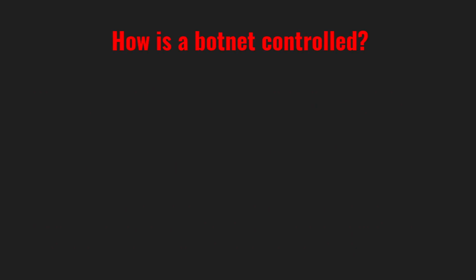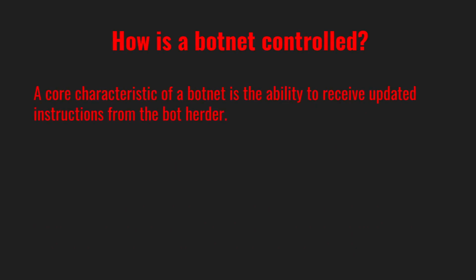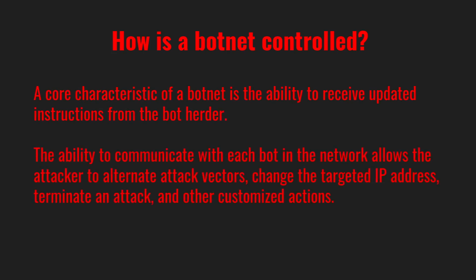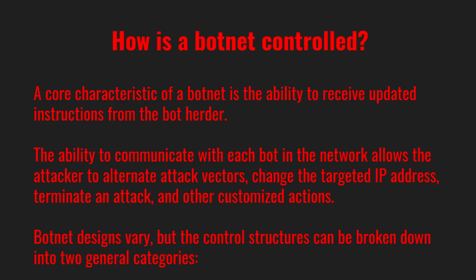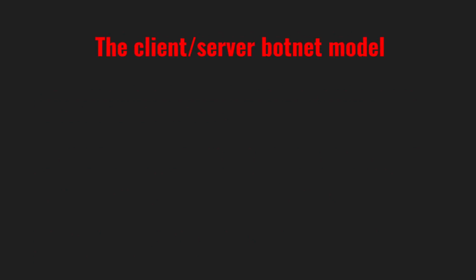How is a botnet controlled? Now, a core characteristic of a botnet is the ability to receive updated instructions from the bot herder. The ability to communicate with each bot in the network allows the attacker to alternate attack vectors, change the targeted IP address, terminate an attack, and other customized actions. Botnet designs vary, but the control structures can be broken down into two general categories. The first one is the client-server botnet model.